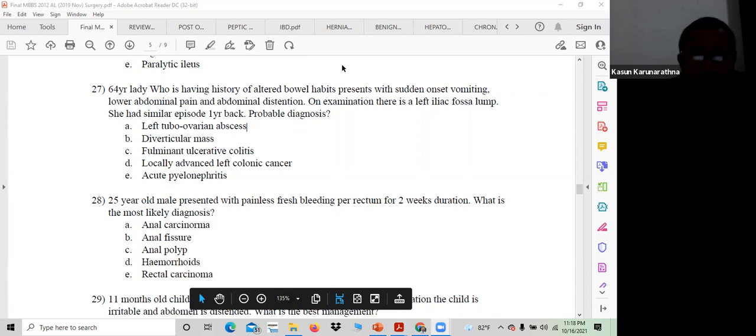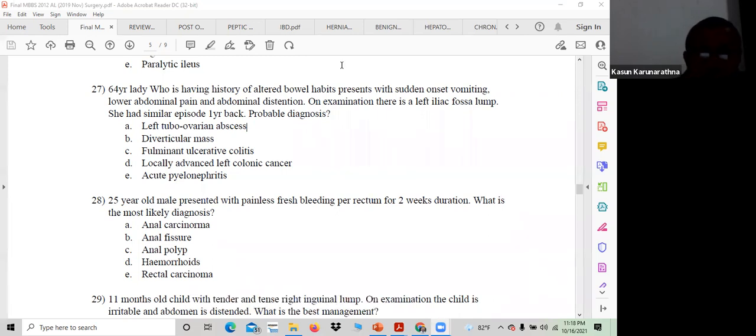It can be sigmoid volvulus, again presenting with features of bowel obstruction. Yes, anything can be, this diverticular mass, sigmoid volvulus even is possible, but you have to choose the best answer out of the given answers. So diverticular mass is the best within these 5 answers, right?